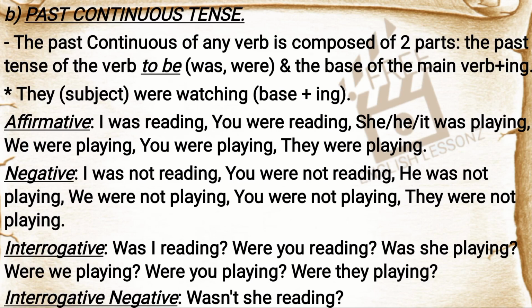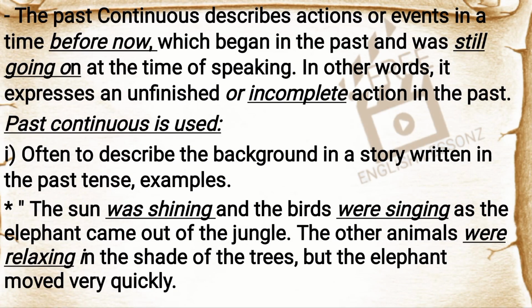Was she playing? Were we playing? Were you playing? Were they playing? Interrogative negative: wasn't she reading? The past continuous describes actions or events in a time before now, which began in the past and was still going on at the time of speaking. In other words, it expresses an unfinished or incomplete action in the past.